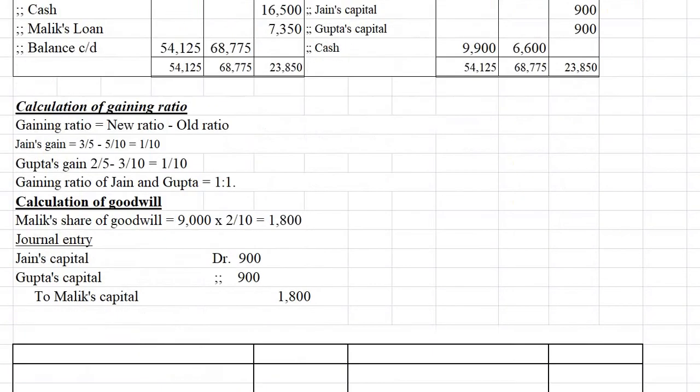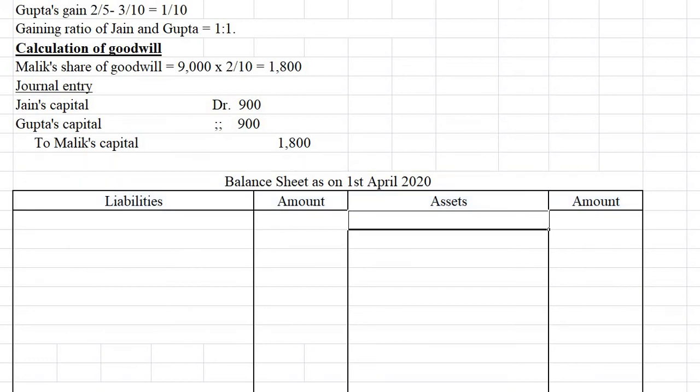Now we can prepare the balance sheet. Balance sheet also is ready here. We can write assets one by one. Cash we have 5,500. You may be thinking that Jain and Gupta have brought some cash, so that also is to be added. But we have paid to Malik the entire cash. So if you write separately, you can write in brackets opening cash 5,500 plus 9,900 brought in by Jain and 6,600 brought in by Gupta minus 16,500 paid to Malik. Then you will get 5,500. Otherwise, you can prepare a cash account also. You will get the same amount.